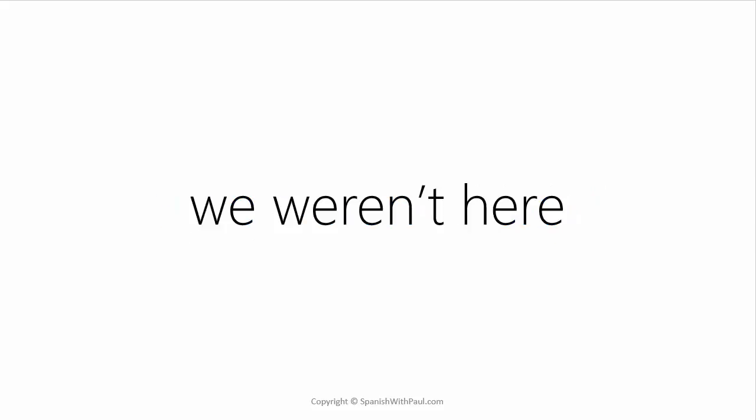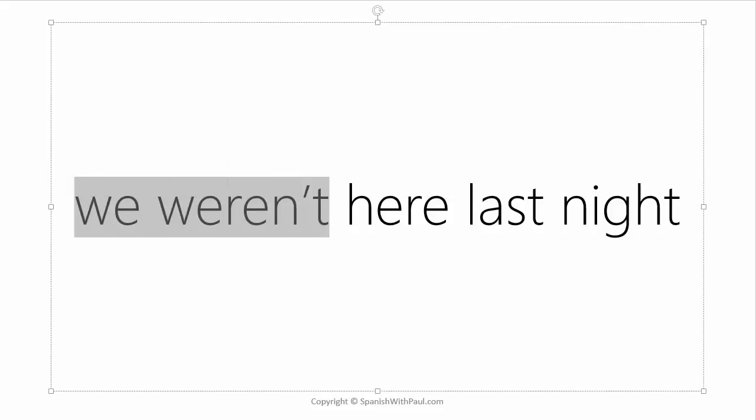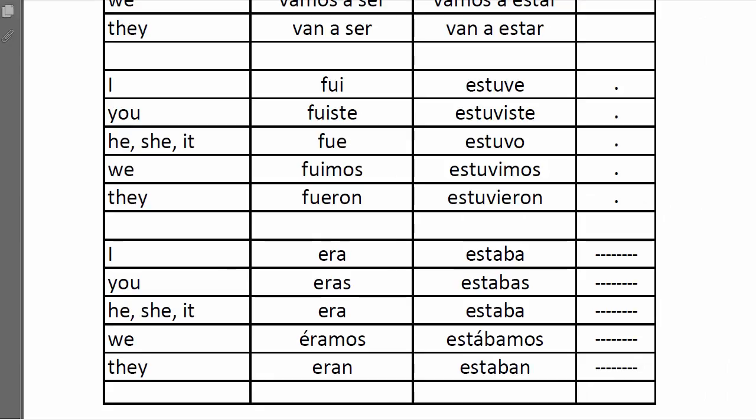We weren't here. What about this one? We weren't here last night. Okay, so this is still location. So we're in estar. But now we have a dot in the past because we're referring to last night, something specific, something measurable. So now we weren't is going to be a dot with estar. And that's going to be estuvimos.